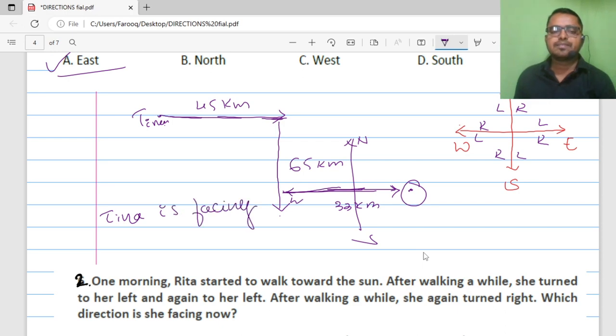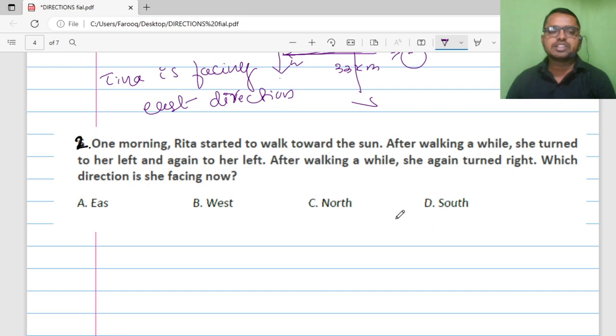Tina is facing east direction. In this manner, we have to solve the problem by taking the left and right turn concepts. I think you got the idea about this problem. So let us take one more problem.